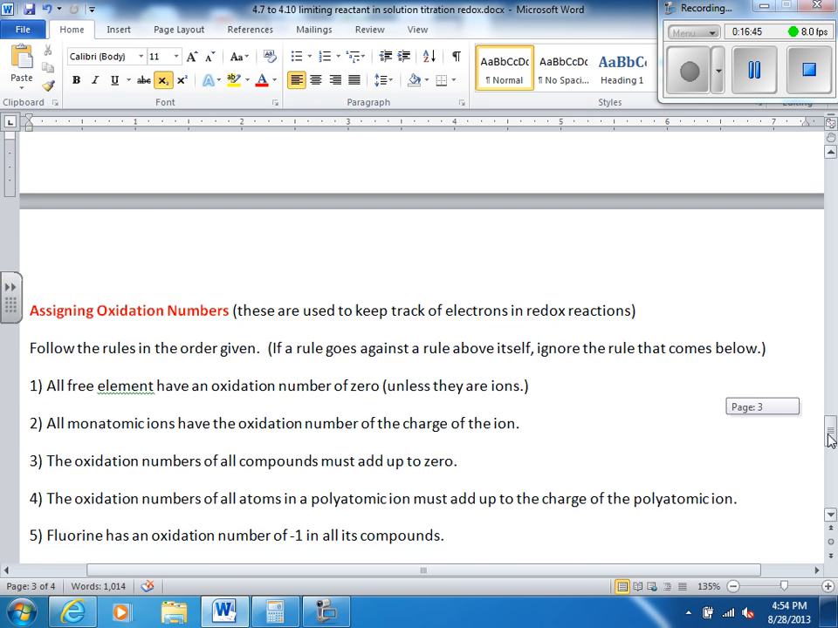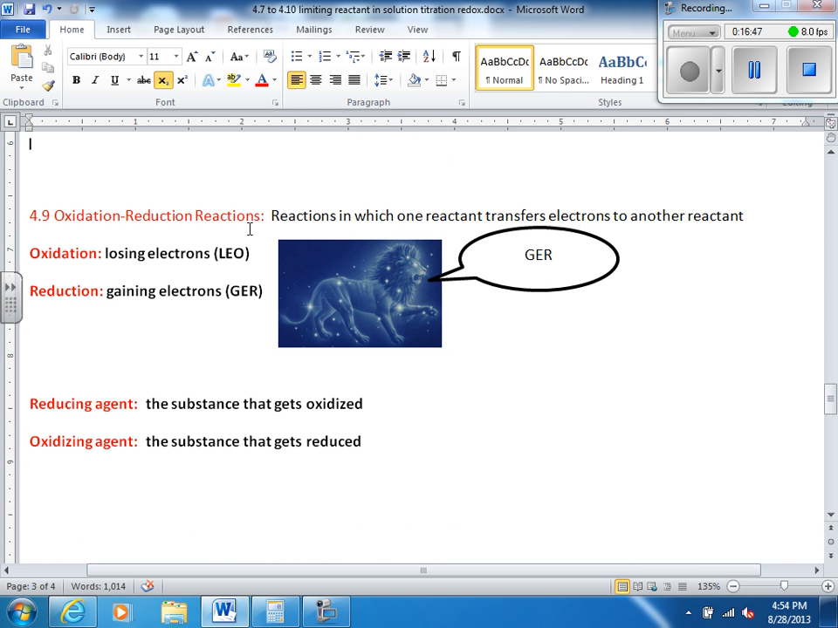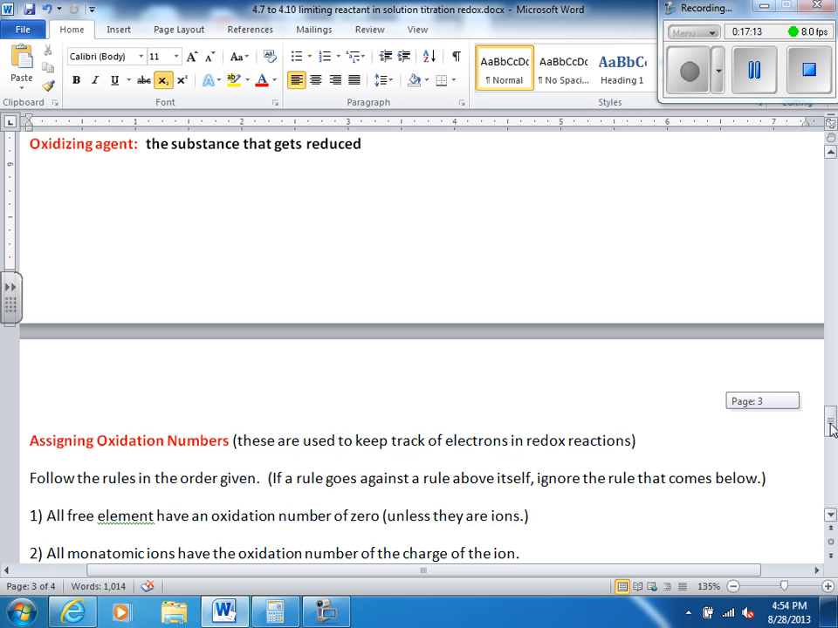Assigning oxidation numbers. To figure out who's gaining or who's losing electrons, we have to be able to assign oxidation numbers. If your oxidation number decreases or reduces, that's reduction. That means you're gaining electrons because you become more negative. So elements that become more negative are reduced. Elements that become more positive are oxidized. So in order to figure that out in a reaction, you first have to just assign oxidation numbers.